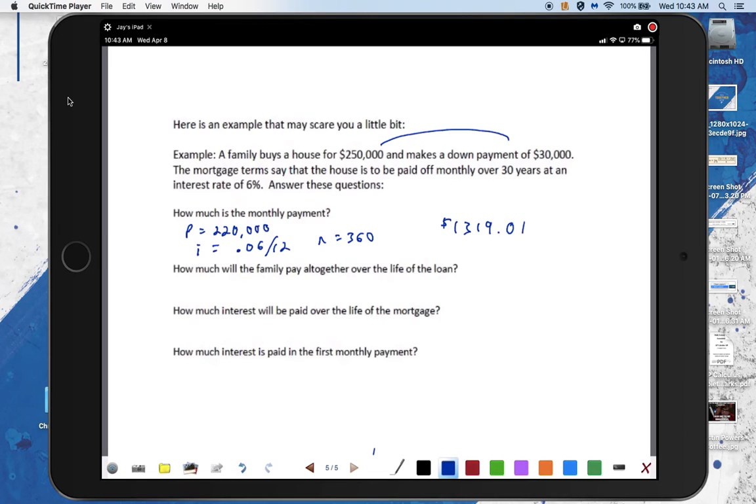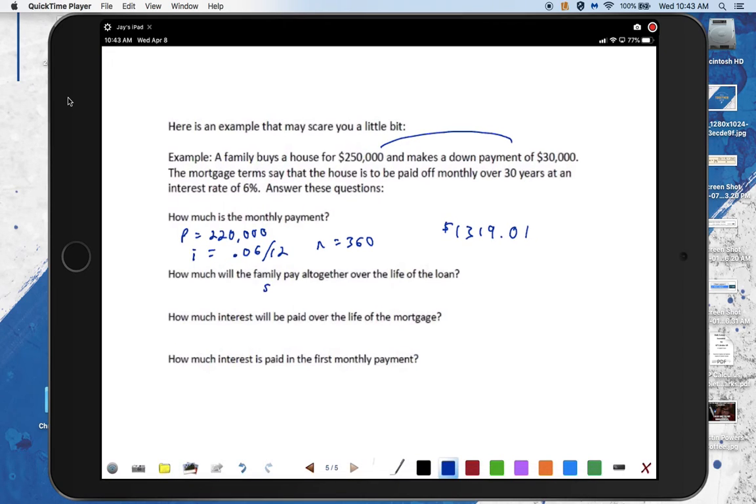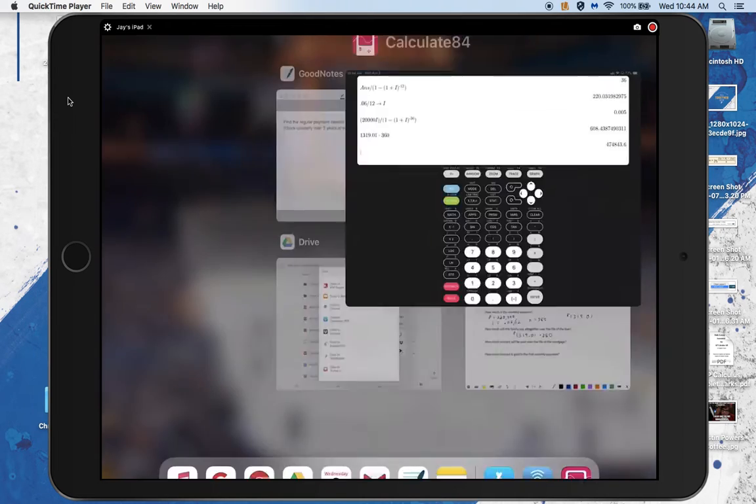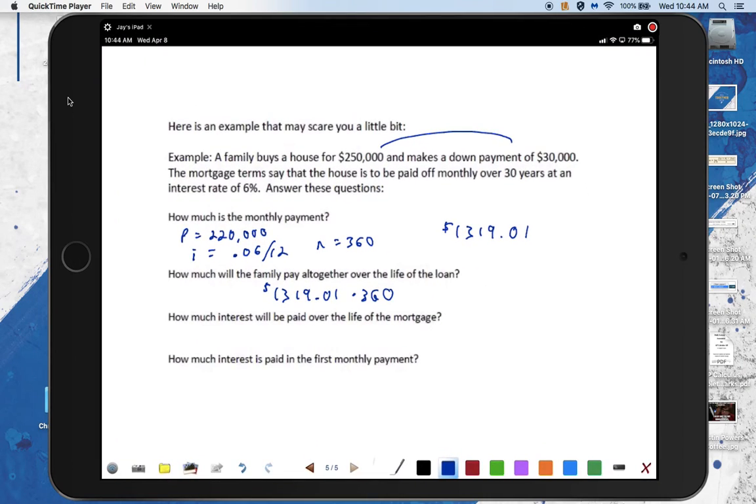And how much will the family pay altogether over the life of the loan? Well, that's going to be 1319.01 times 360. That's how much money you are going to pay over the life of the loan. Let's find out what that is, because that's pretty serious stuff. 1319.01 times 360. Oh my goodness, you're going to pay $474,843.60. Can't forget that 60 cents.